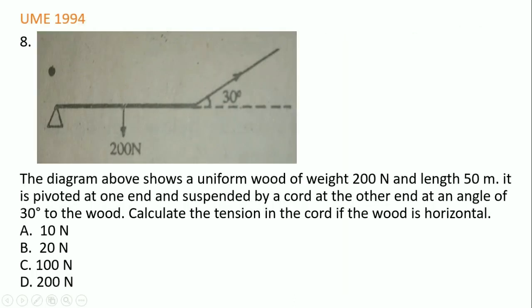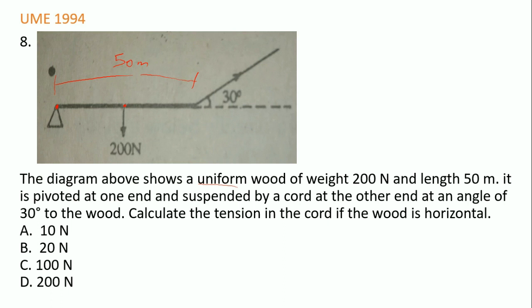The next question, we've got UTME 1994, question number 8. The diagram above shows a uniform wood. Now the word uniform means the center of gravity is going to be at the geometric center of the body, of weight 200 Newton and length 50 meters. So this wood here is of length 50 meters. It is pivoted at one end, that is right here, and I'm pretty sure that is what we want to take moment about, and suspended by a cord at the other end at an angle of 30 degrees to the wood, as you can see here in the diagram. Calculate the tension in the cord if the wood is horizontal.